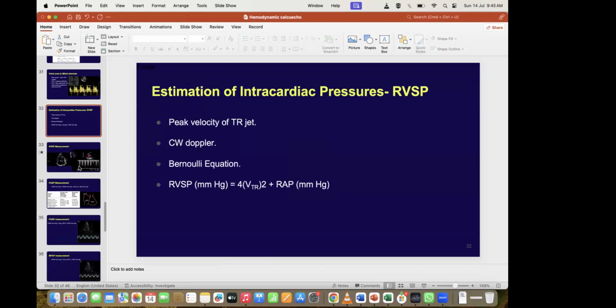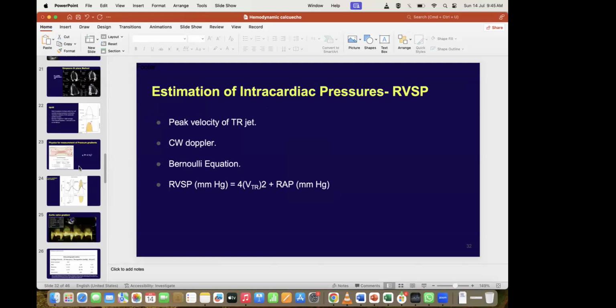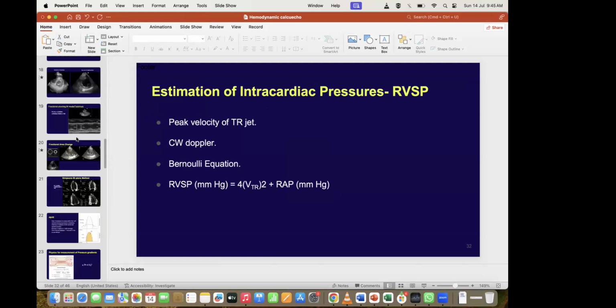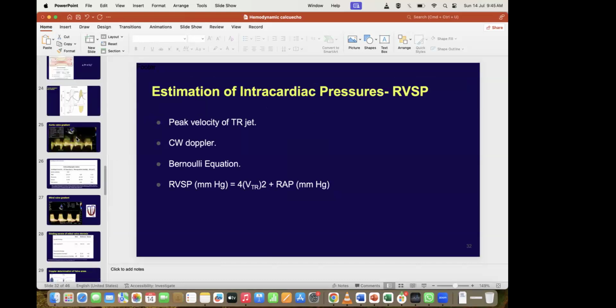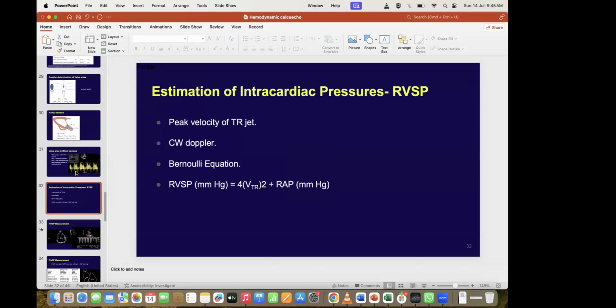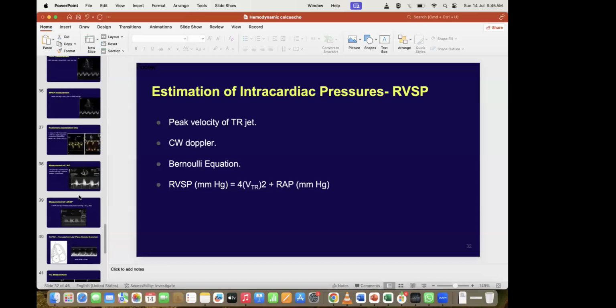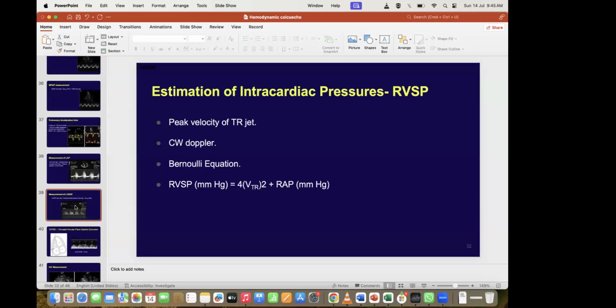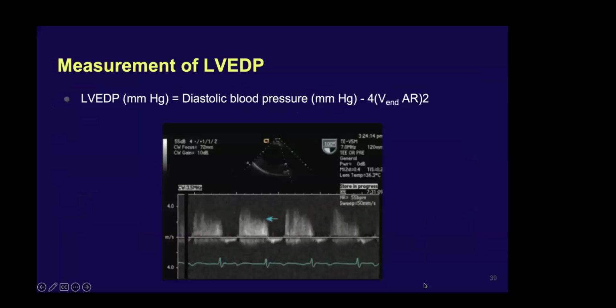If you want to get the LVEDP in the absence of AR, you have to look at the systolic blood pressure, and the MR should be there. So you subtract the MR jet pressure gradient, that is the gradient between the LV and the LA during systole, if there's MR, from the systolic arterial pressure, and you get the left atrial pressure. Is that clear?